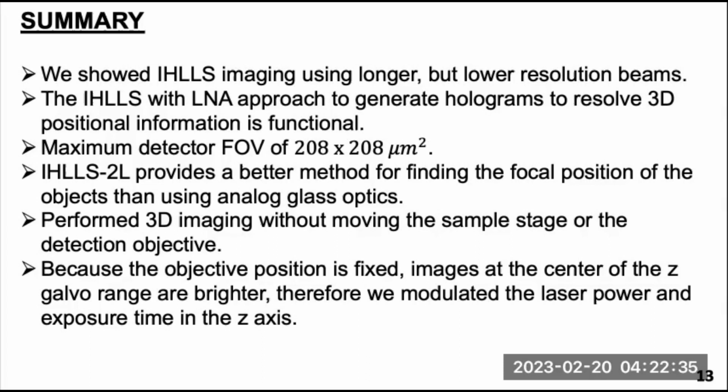But of course, there is a drawback with the method. As I specified, we fix the detection objective in the middle of the field of view. And because of that, we have to modulate the laser power and the exposure time in the z-axis. So lower exposure time and lower power in the middle of the field of view, and higher exposure time and higher laser power at the edges outside of the plus minus 40 micrometer Z galvo range.